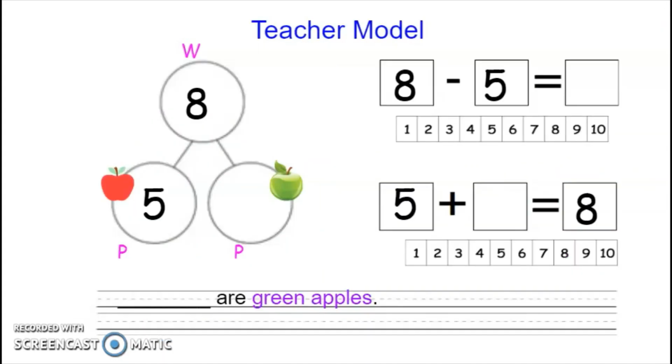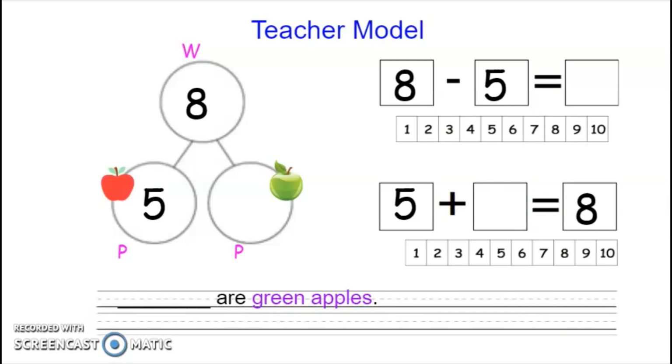Moving on to the teacher model, go ahead and take a look at the screen. Take a look at the number bond. Now let's focus on the number bond. There are 8 apples. One part has 5 red apples, and the other part are green apples. On your own or with a family member at home, make a number bond to find out how many apples are green.